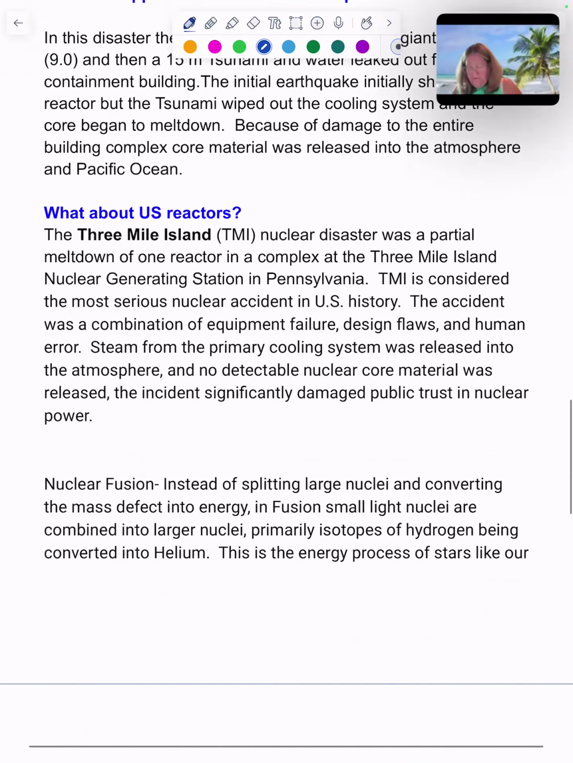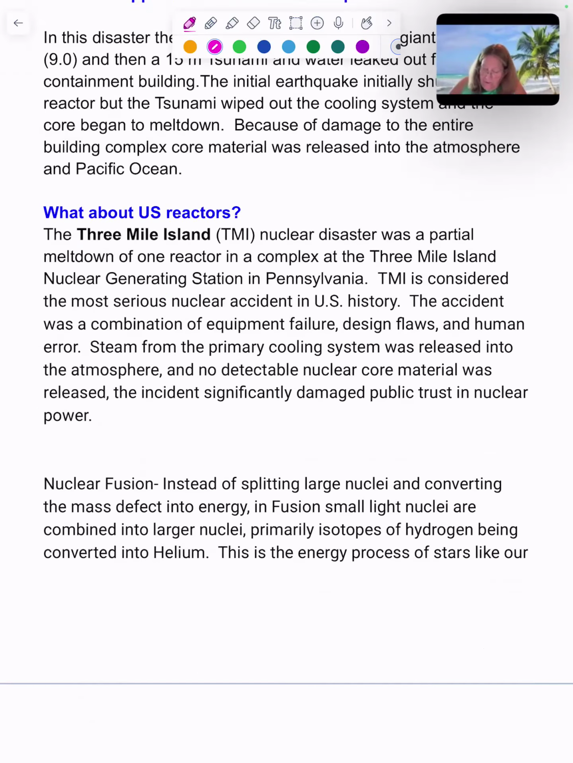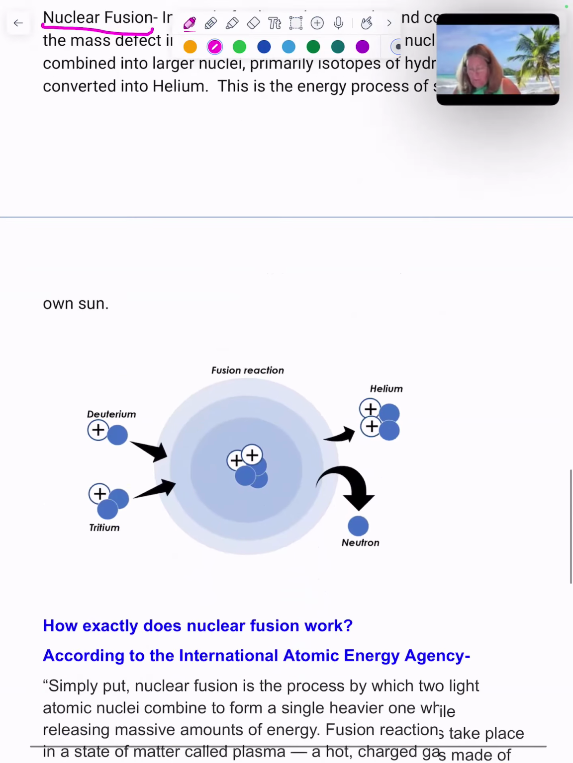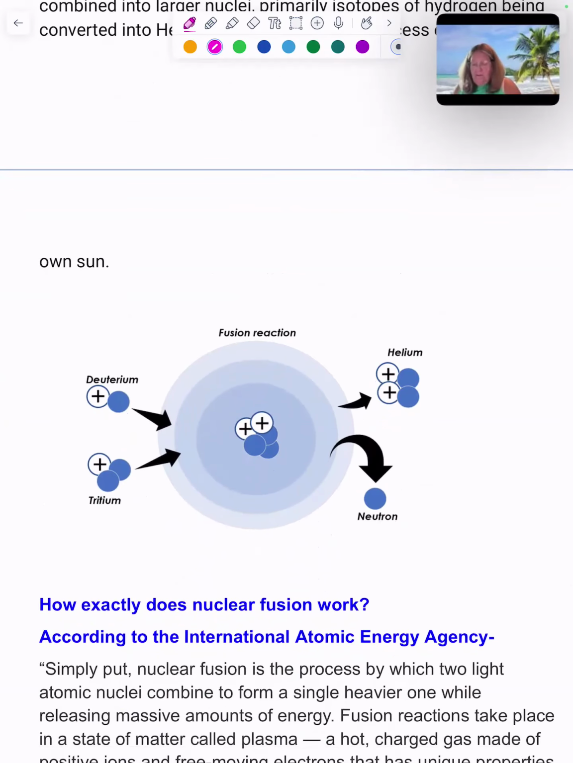The goal for the future is nuclear fusion. Where fission meant split, fusion means combine. Instead of splitting and converting the mass defect into energy, fusion takes small, light nuclei, hydrogen, and combines them into a larger nuclei, helium. Hydrogen and helium, both very, very safe. They're not radioactive. This is the energy process that occurs in stars like our own sun. What happens is you've got a couple of isotopes of hydrogen, deuterium and tritium. Deuterium is hydrogen that has a neutron. Tritium is a hydrogen that has two neutrons.